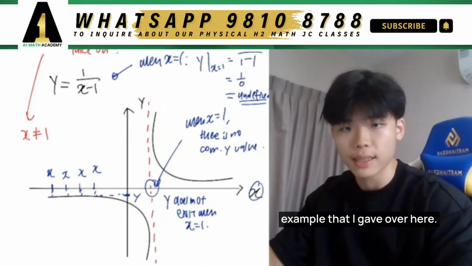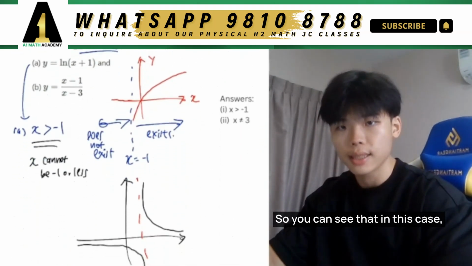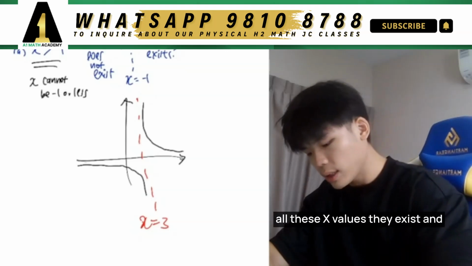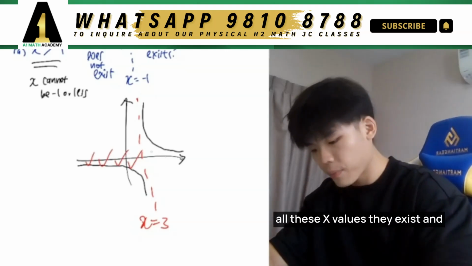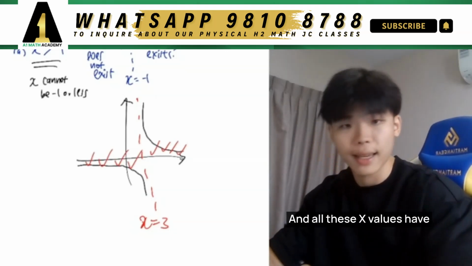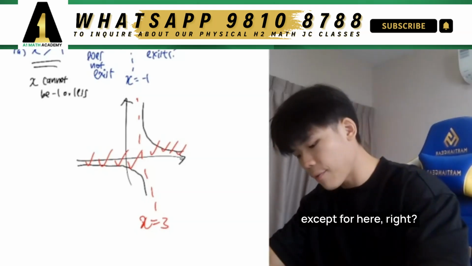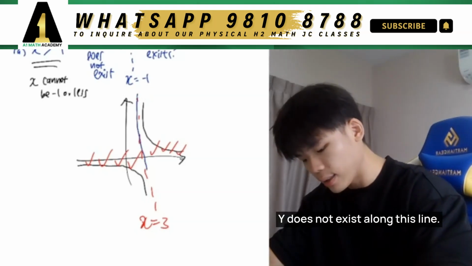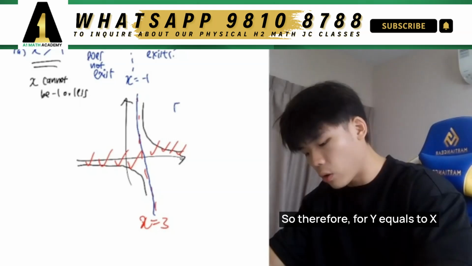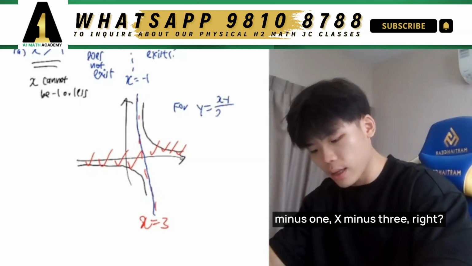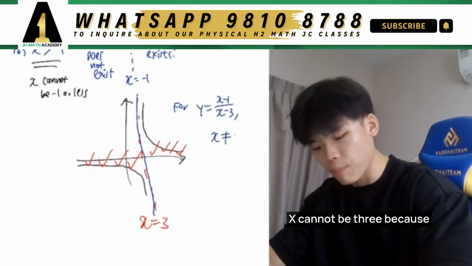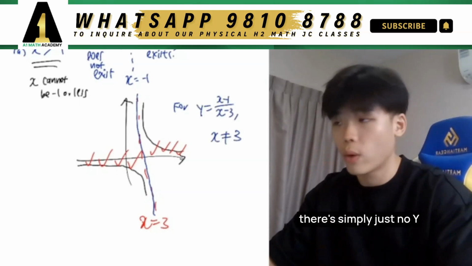Which is very similar to the example that I gave over here. You can see that in this case, all these x values have a corresponding y value, except for here. y does not exist along this line. Therefore, for this graph, x cannot be 3 because there's simply no y value over there.